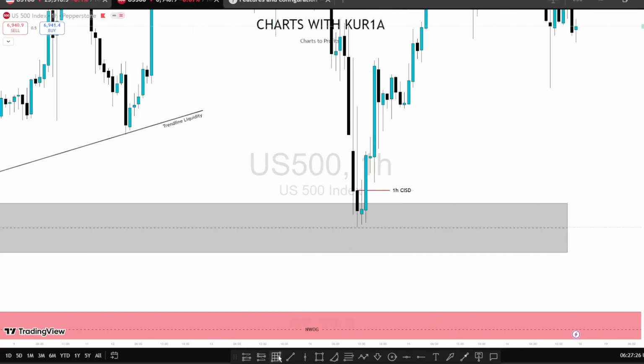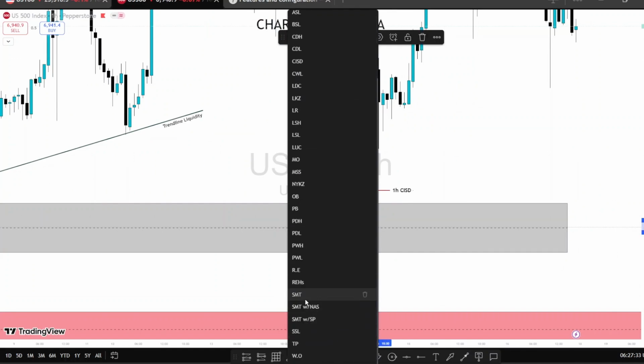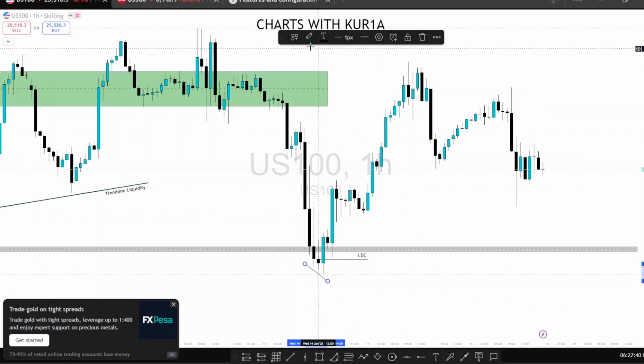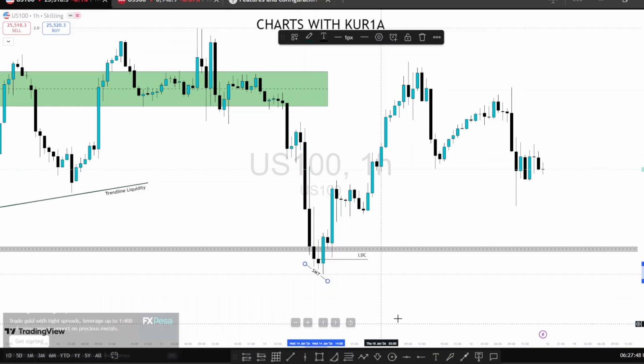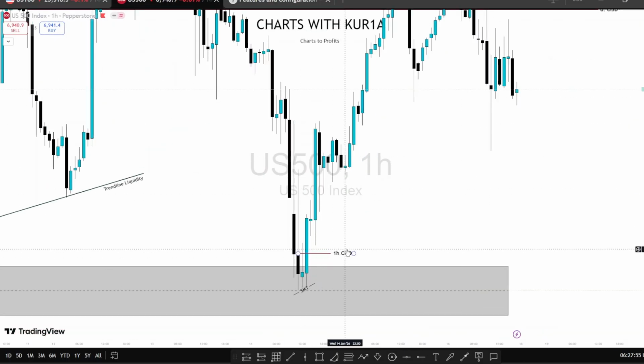Now I already had an SMT. Let me mark the SMT. I had the SMT here. SMT is already a common concept among the people who listen to me on this channel, so I shouldn't really be explaining much about that. So I already have an SMT. I'm more bullish on US 500, and I want to take the trade on SP500 rather than US 100.